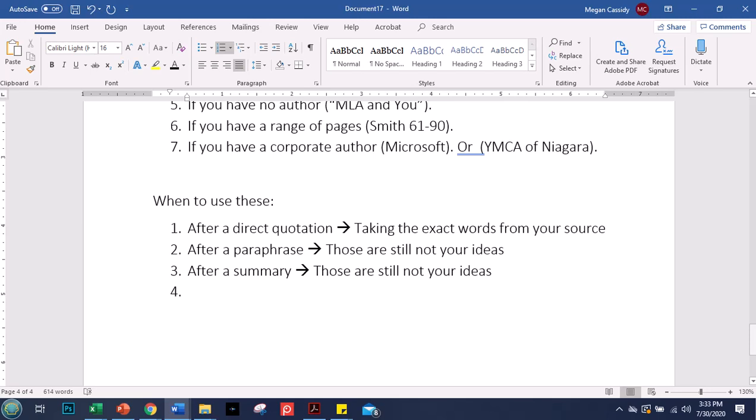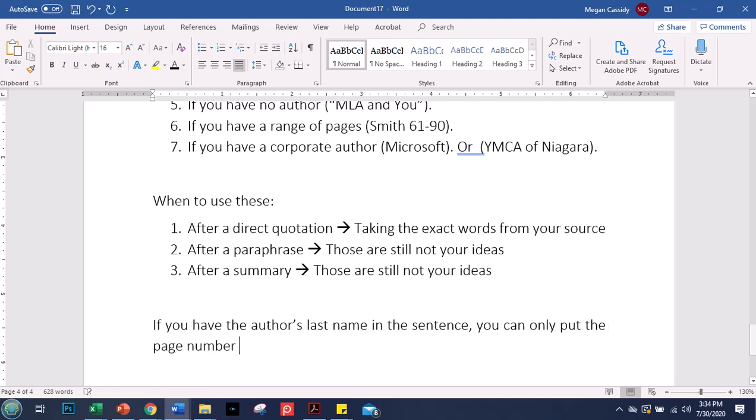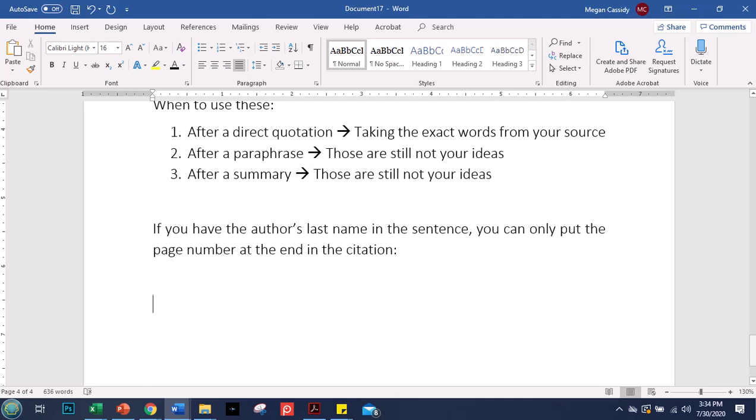You're summarizing them. There are typically two ways that people do this in the past. So I just want to show you both. Okay, if you have the author's last name in the sentence, you can only put the page number at the end in the citation. So what that looks like is this.